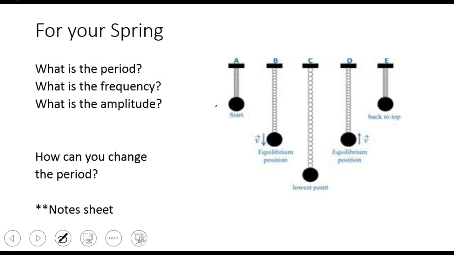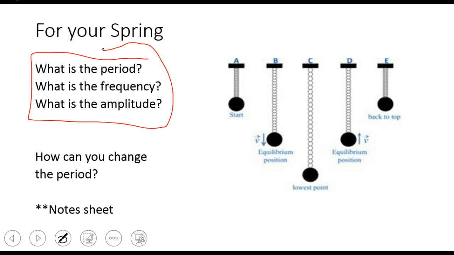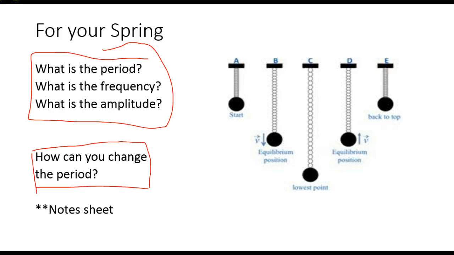All right, and so for your spring, what's the period, what's the frequency, and what's the amplitude, and then how can I change the period of it? Well, to change the period of a spring, you probably want to say that it depends on the amount that I pull this down or push it up, and then that'll make a difference.